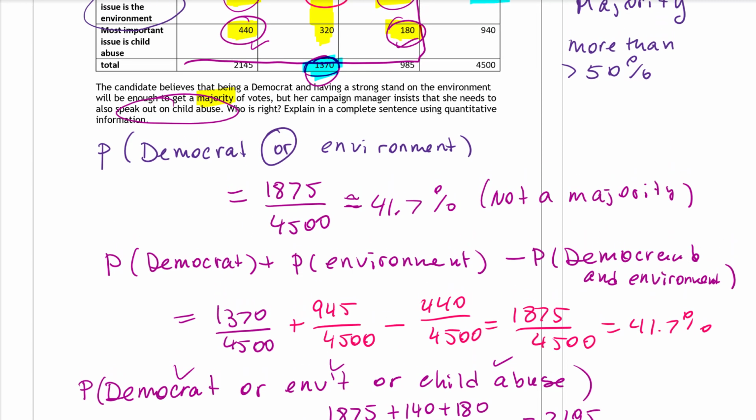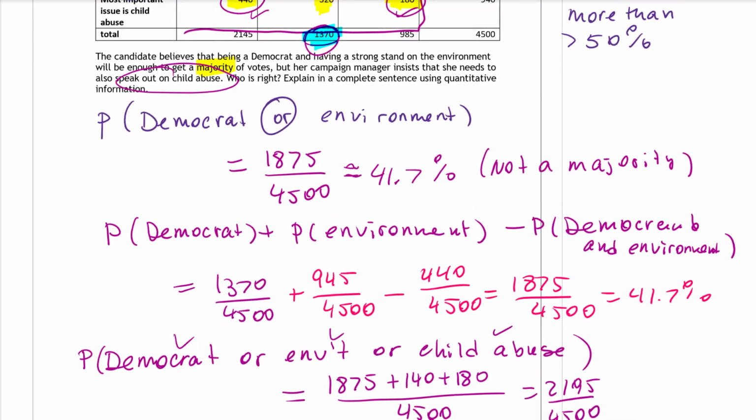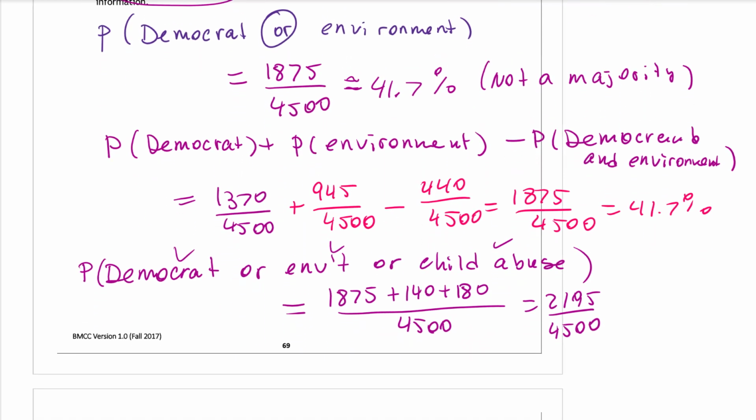I think I rushed a little bit. I wrote 140 and it's 440. All right, so 440. So it's 1875 plus 440 plus 180, divided by 4,500. That gives us 55.4%, and that's more than 50. So that is giving us the majority.